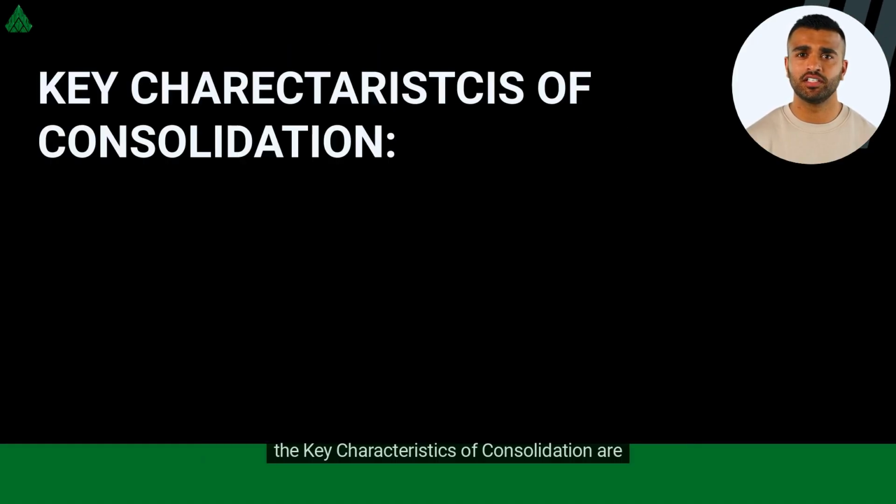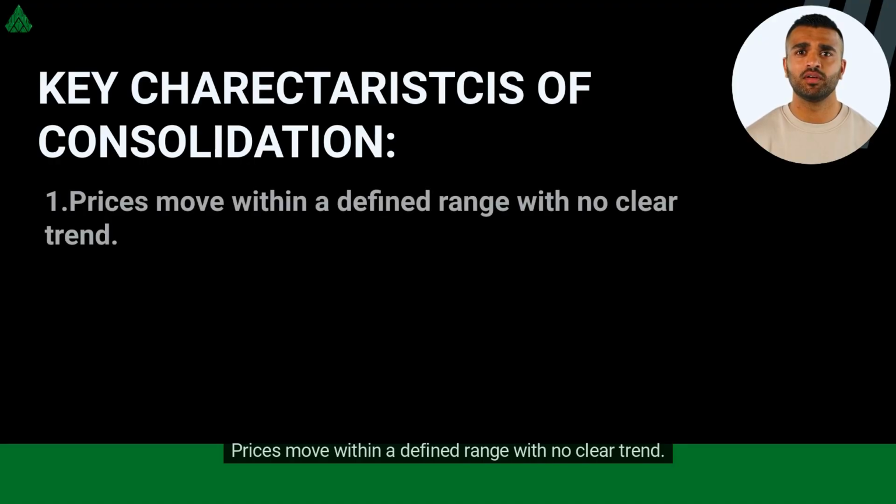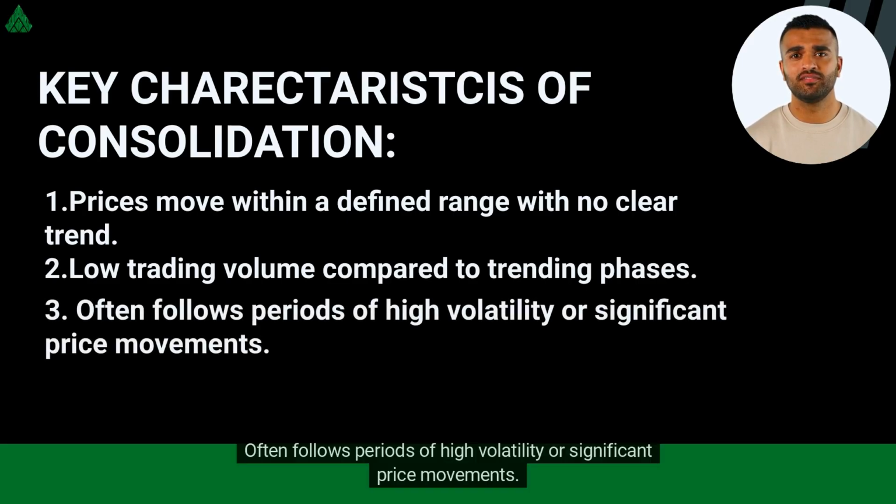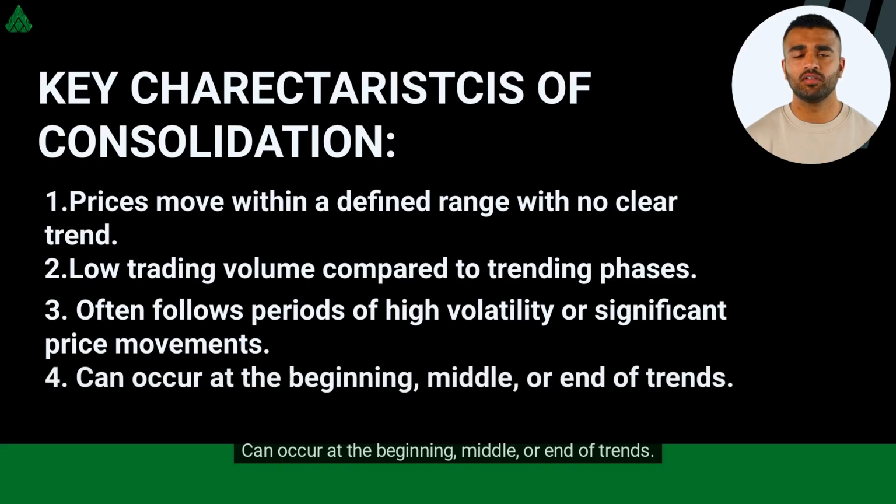The key characteristics of consolidation are: prices move within a defined range with no clear trend, low trading volume compared to trending phases, it often follows periods of high volatility or significant price movements, and it can occur at the beginning, middle, or end of trends.